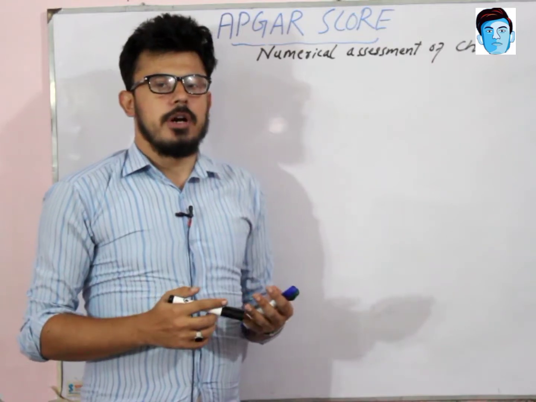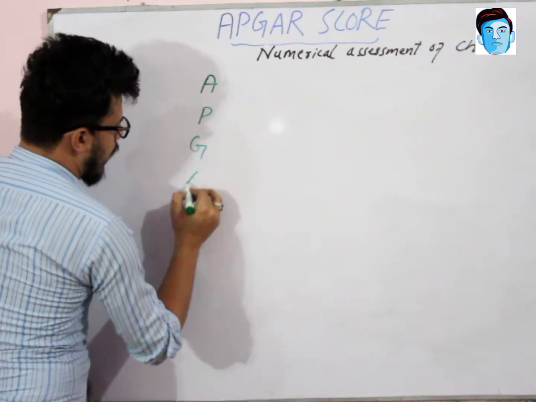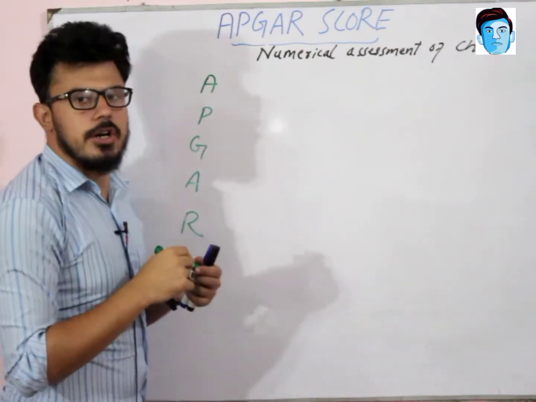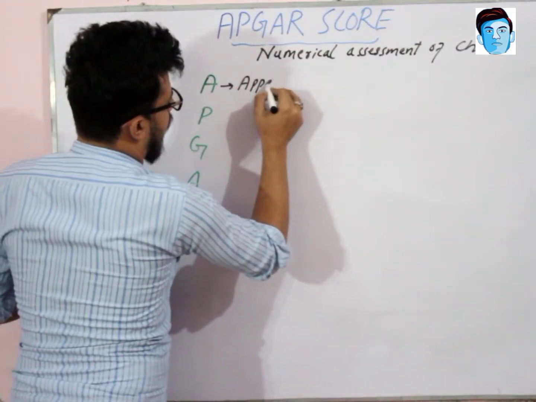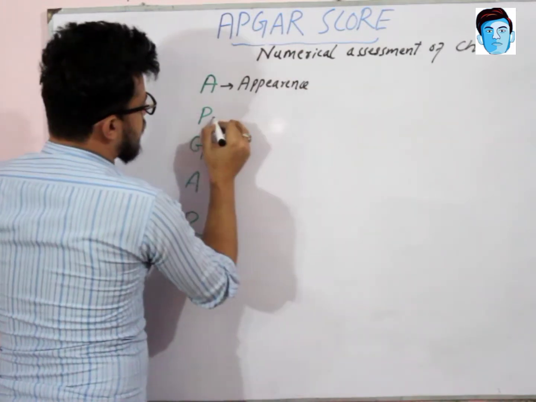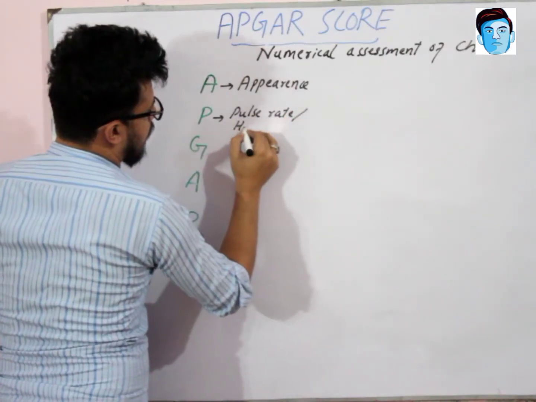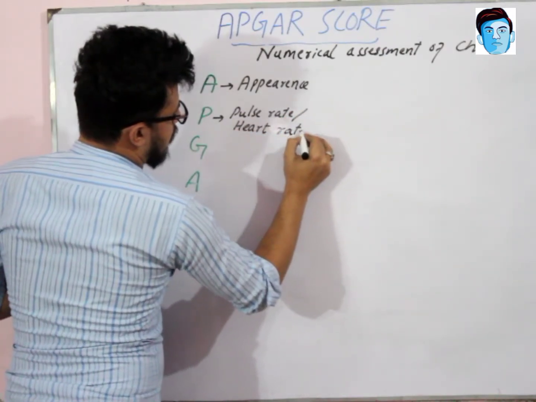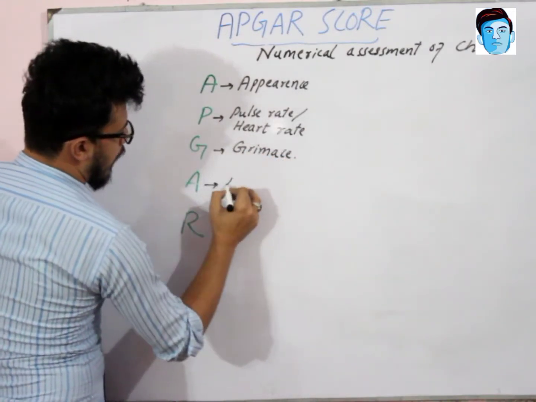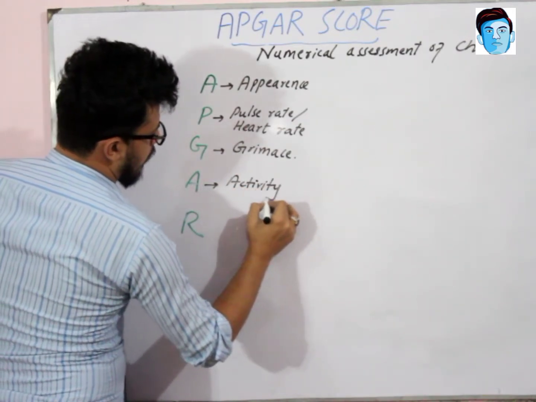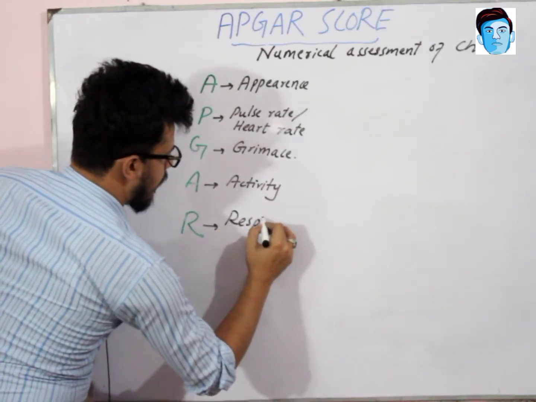So there are 5 components of APGAR scoring, that is A, P, G, A and R, where A stands for appearance, P stands for pulse rate, that is heart rate, G stands for Grimace, A means activity of a child, and R stands for respiratory efforts.